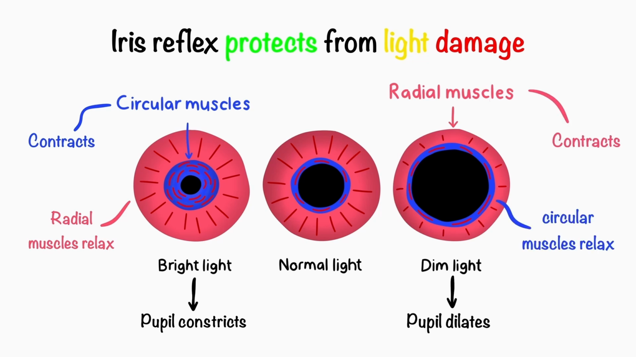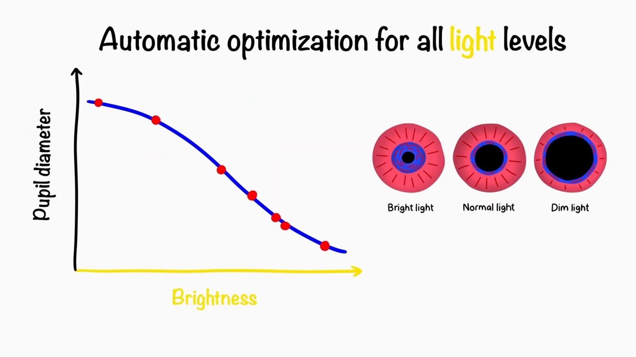In dim environments, the opposite reaction takes place. The radial muscles tighten while the circular muscles relax, causing the pupil to expand. This automatic adjustment optimizes our vision in varying light conditions, allowing more light in when it's dark and restricting light when it's bright. Another crucial function of the eye is focusing on objects at different distances, a process called accommodation.